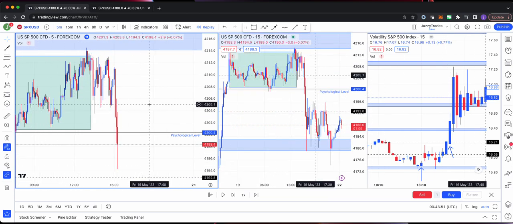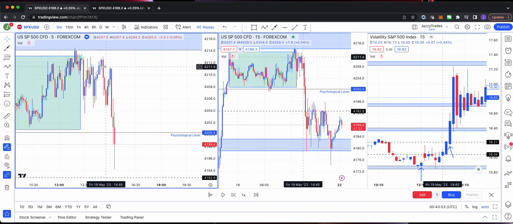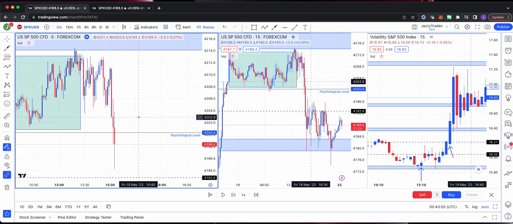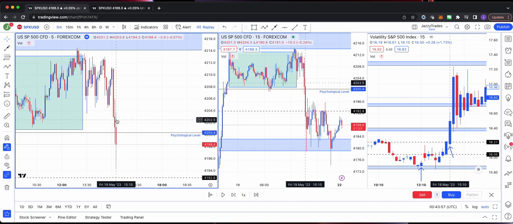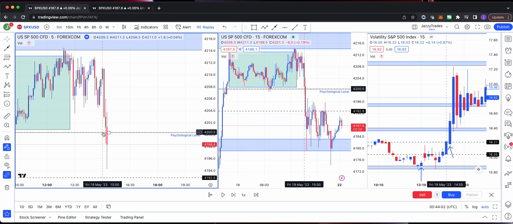So watch what happened here. Price came down. This candle, we're forming here. Oh, it's going down. I'm forming. I did not enter because I didn't see a close below, right?